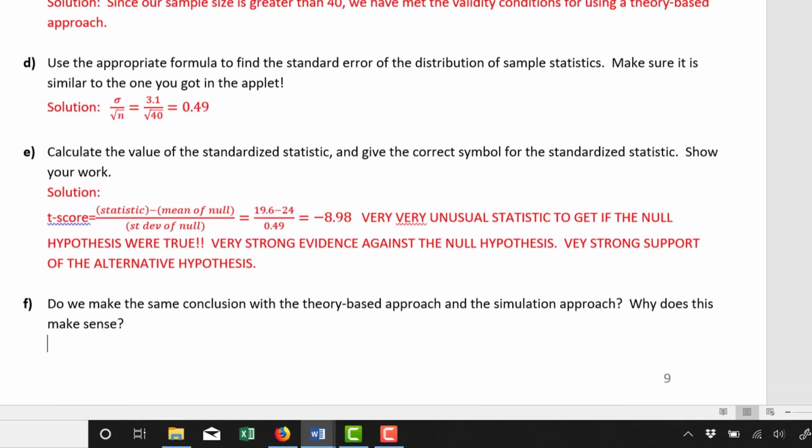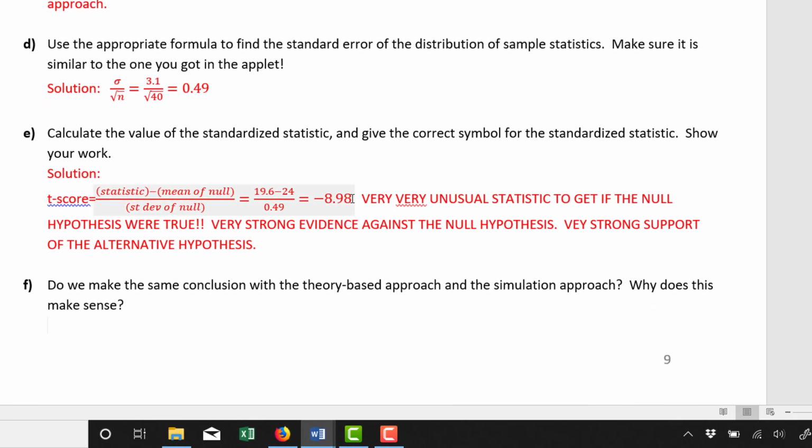And when we used a theory-based approach, we got a t-score that is very, very big in absolute value. It's almost 9 in absolute value, 9 standard deviations below the mean. So yes, we have the same conclusion with the simulation approach and the theory-based approach, and that makes sense because we met the validity conditions.